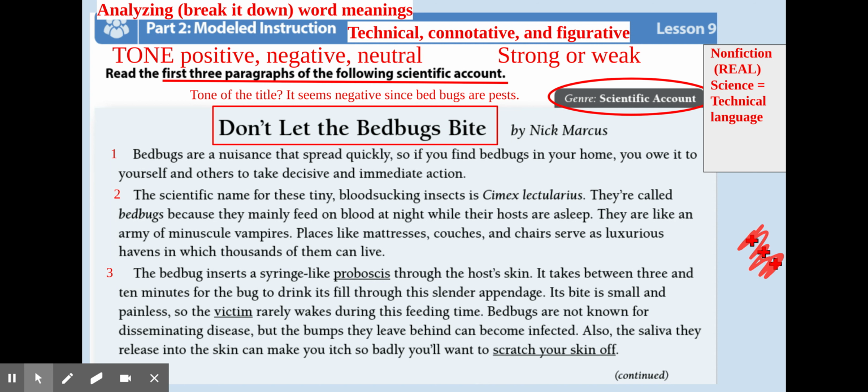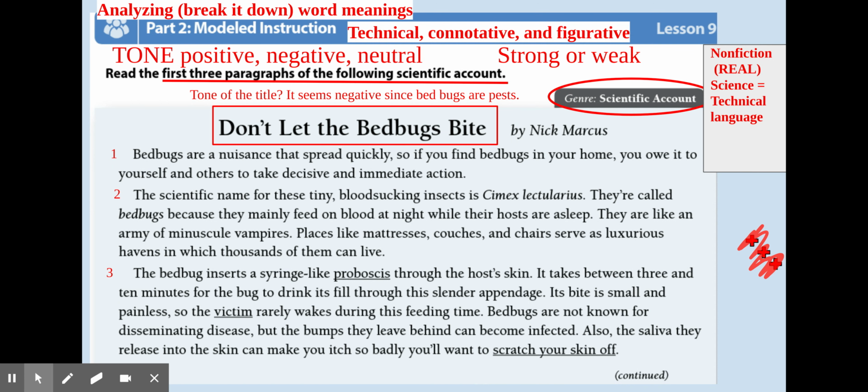Don't Let the Bed Bugs Bite by Nick Marcus. Bed bugs are a nuisance that spread quickly. So if you find bed bugs in your home, you owe it to yourself and others to take decisive and immediate action. The scientific name for these tiny blood-sucking insects is Cimex lecturalis. Miss Merges butchered that, I'm sorry. They're called bed bugs because they mainly feed on blood at night while their hosts are asleep. They are like an army of minuscule vampires.